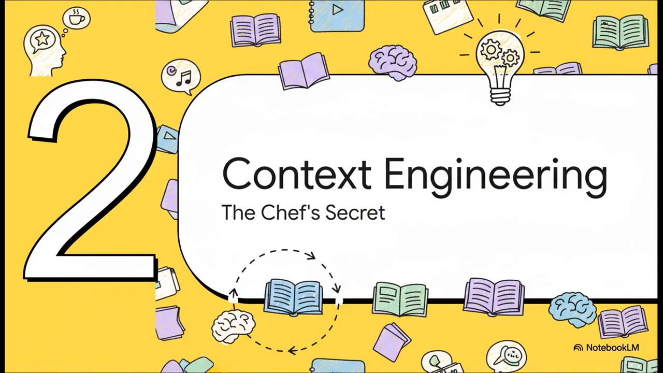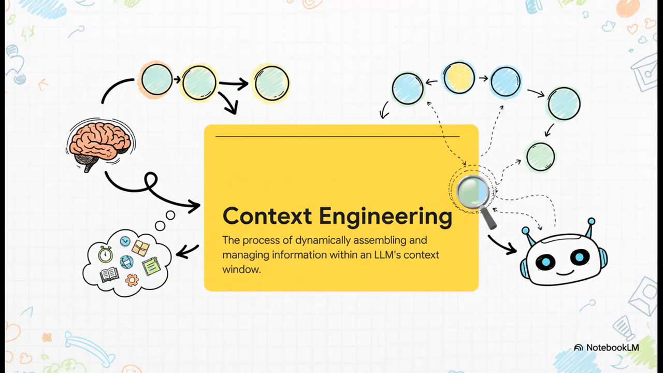So, how do we solve this thing? Well, the solution is a really fascinating discipline called context engineering. You can think of it as the secret recipe, the master plan for finally giving our AI a real memory. And the formal definition here is actually really important. It's the process of dynamically assembling and managing information. The keyword there is dynamic. See, this isn't just about stuffing more data into the prompt. No, it's a super strategic process for building an AI that is stateful, that is actually aware.